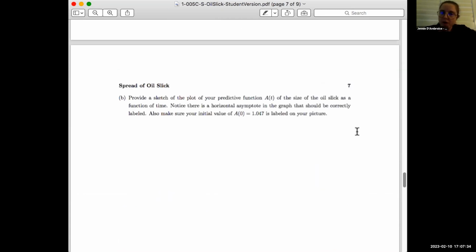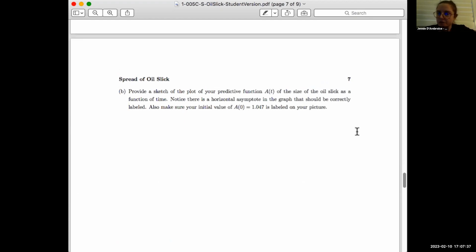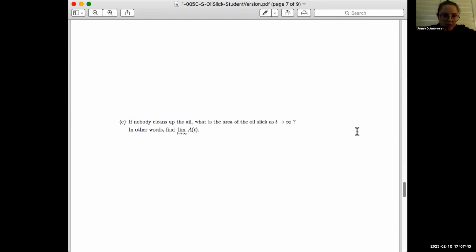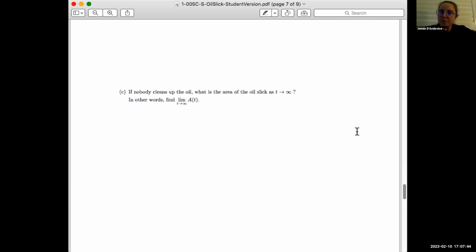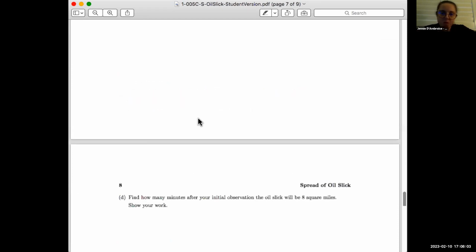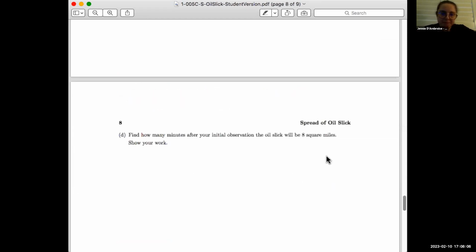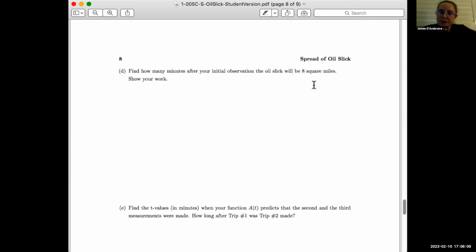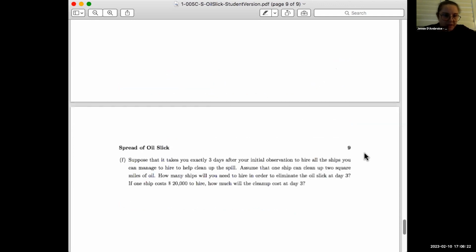And here there are more questions like, okay, provide a sketch of the function. I like these questions. If nobody cleans up the oil, how big is the oil slick going to get? And here I like to put, limit as t goes to infinity, so that students understand limits actually mean something. It's telling you what's happening to the oil slick over time if nobody cleans it up. And then finally, I have some questions about how much time it will take for the oil slick to reach a certain size, and then I just want to jump to the end here.